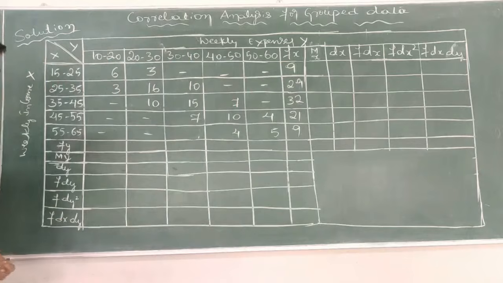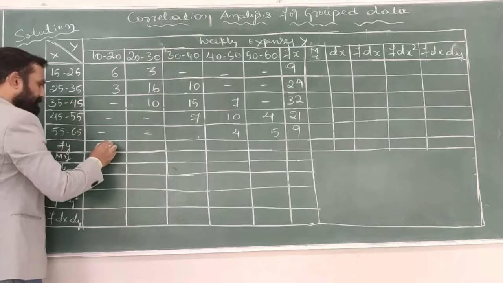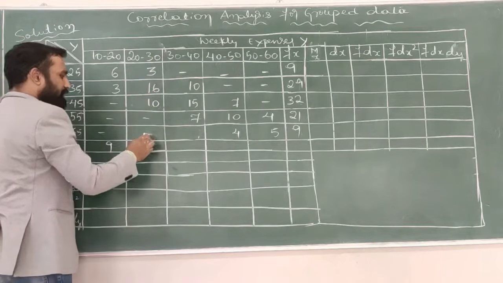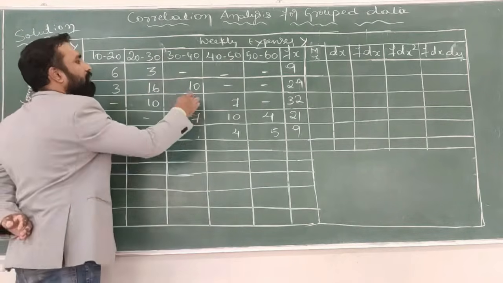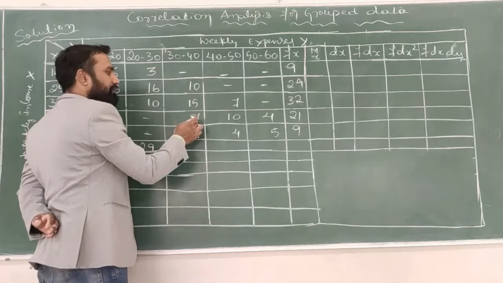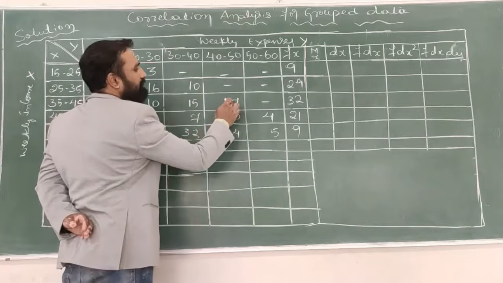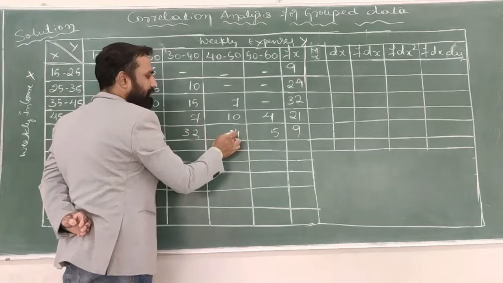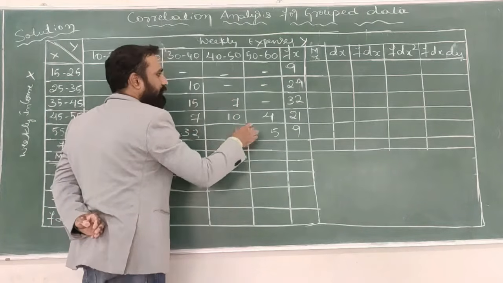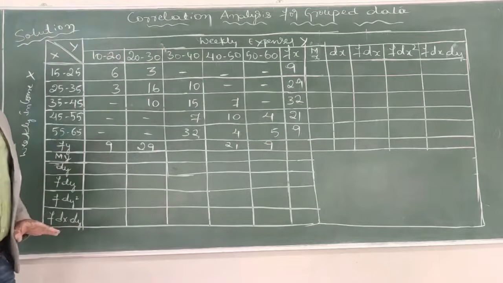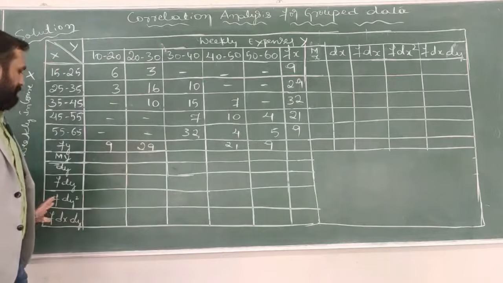In the same way, we have to find the values of fy. So 6 plus 3 is 9, 3 plus 16 is 19, 19 plus 10 is 29, 10 plus 15 is 25, 25 plus 7 is 32, next 7 plus 10 is 17, 17 plus 4 is 21, next 4 plus 5 is 9. So we have got the values of fx and fy.